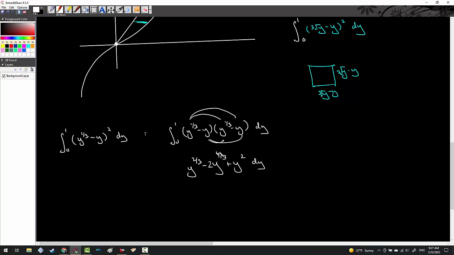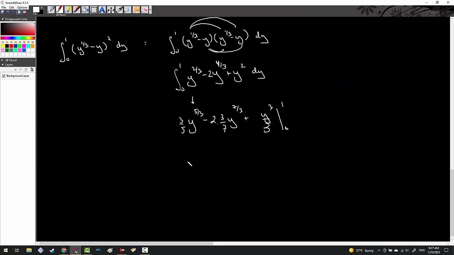So that should be a 4 right there. And I'm going to integrate that from 0 to 1. So now what I've got here is y^(5/3) times 3/5 minus 2 y to the 7/3 times 3/7 plus y cubed over 3 on the interval from 0 to 1.